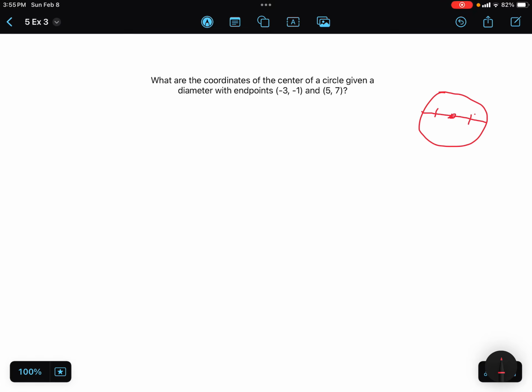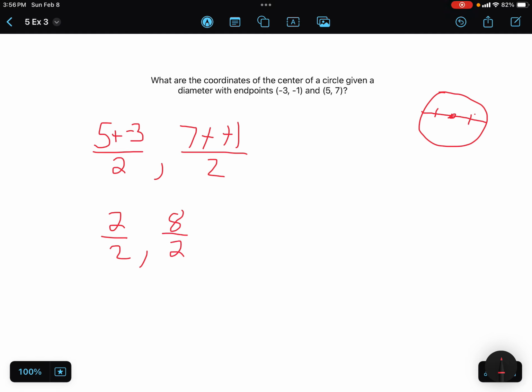So the x's, 5 plus -3 over 2. And the y coordinate is going to be 7 minus -1. So plus plus, also divided by 2. So this winds up being 2 over 2, and this winds up being, sorry about that, 7 plus -1.